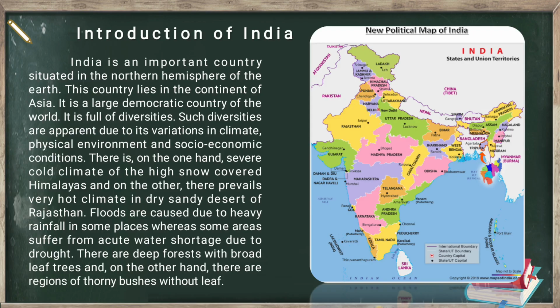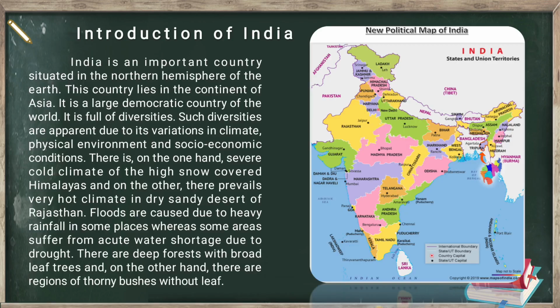are apparent due to its variation in climate, physical environment, and socio-economic condition. There is, on the one hand, severe cold climate on the high snow-covered Himalayas. On the other, there prevails very hot climate in the dry and sandy desert of Rajasthan. So this is our India, right?